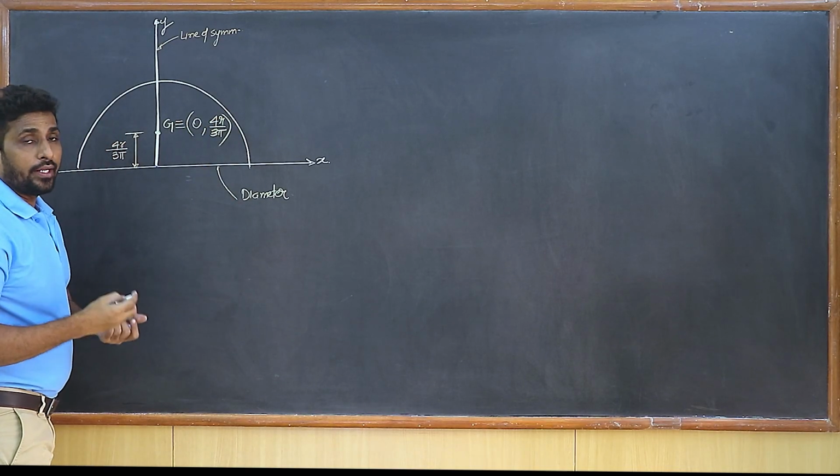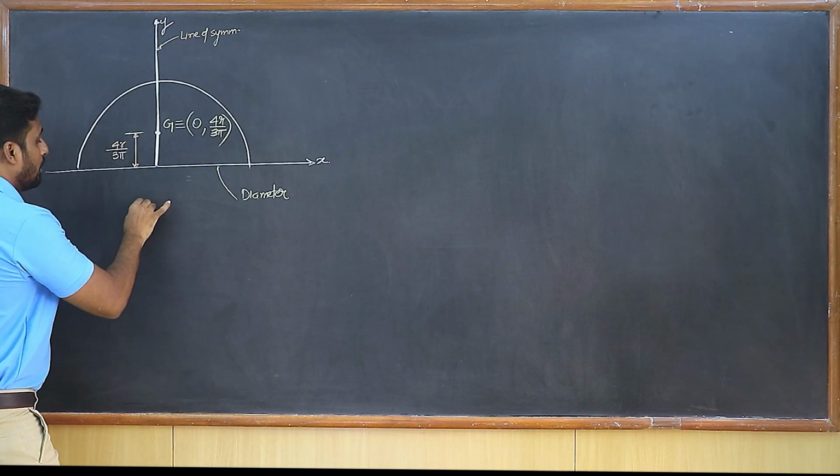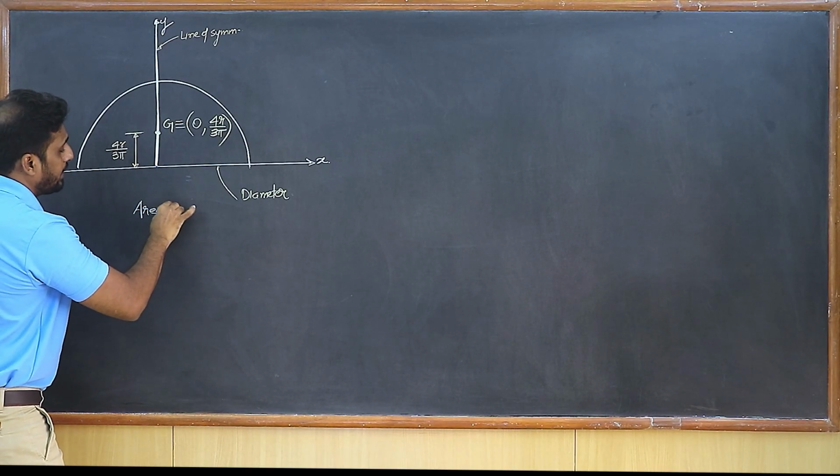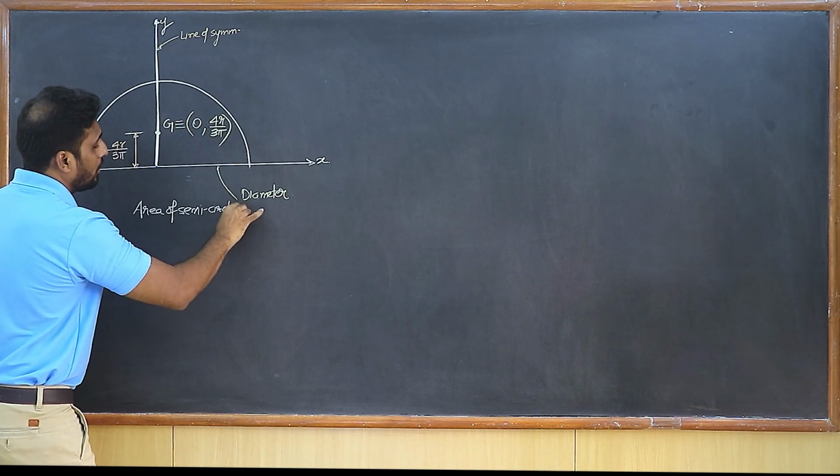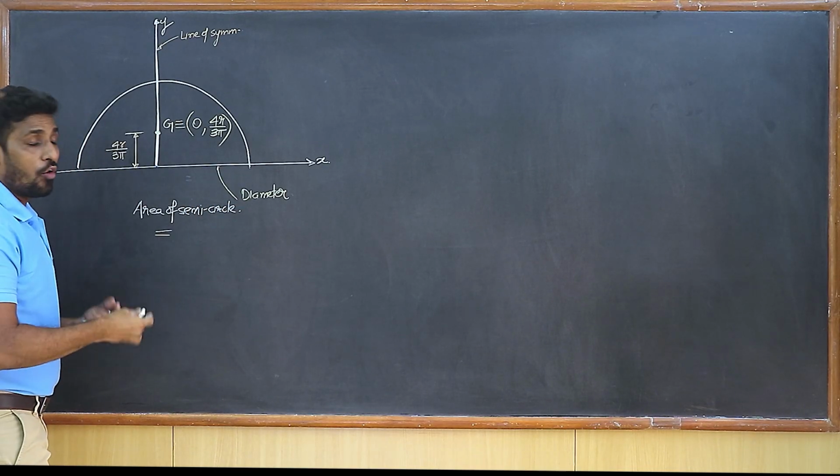So students, let's very quickly write the three important concepts. The first one is the area of a semicircle. So area of a semicircle is going to be half of the area of the circle.